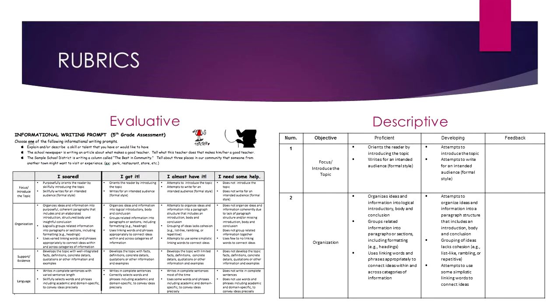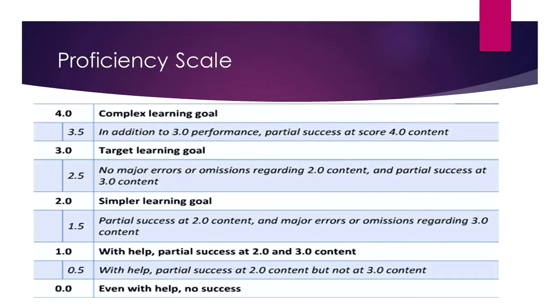A rubric is used to evaluate student work. A proficiency scale does not do that. A proficiency scale is used to evaluate an assessment.